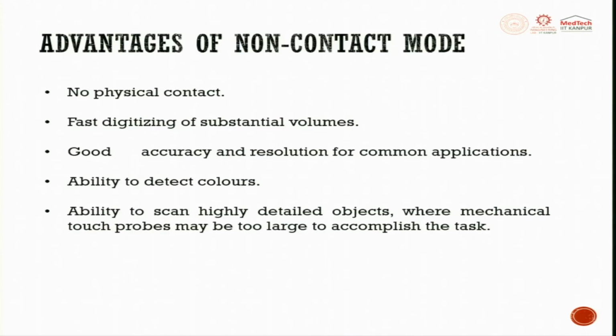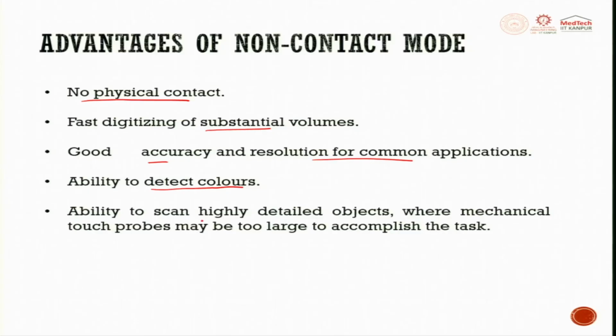Generally, there is no physical contact. That is one of the advantages of the non-contact methods of reverse engineering. Now, fast digitization of substantial volumes is there, good accuracy and resolution for common applications is there, and the ability to detect colors is sometimes also there. Now, there are different kinds of scanners available, like the Faro arm, that can also let you know what the different colors are. If I am trying to scan this object, it can give me, okay, this is one object, this is the second component of that. So, it can give it in a different color. So, these different colors could be detected here.